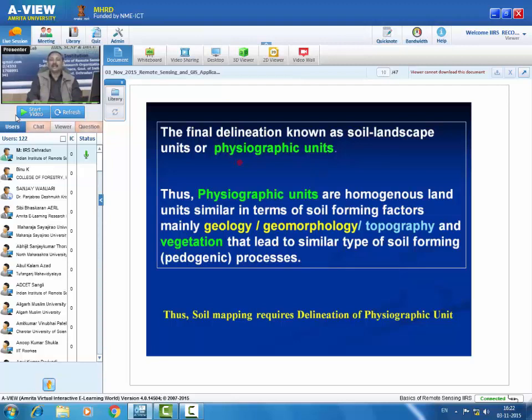In this area, you can say the soil forming factors are the same. So in that polygon, everywhere the soil forming factors are the same, and then we consider that the soil at every point is the same. So at any point, any place, you take the profile and characterize it, and that will denote the characteristics of the entire landscape unit. Thus I can say soil mapping requires delineation of physiographic units.